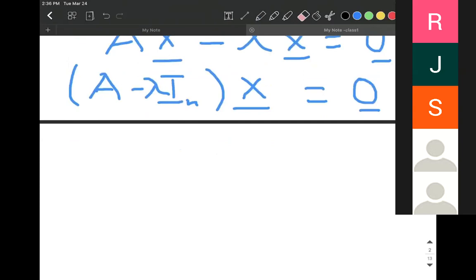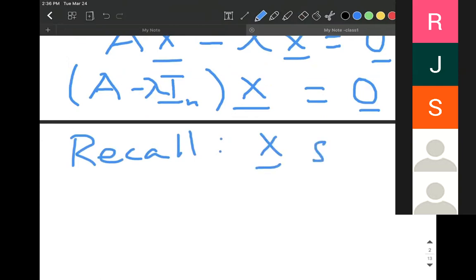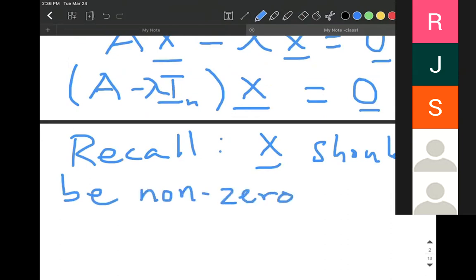Okay, so what does it mean? A minus lambda I_n is a matrix, right? And recall that this x should be non-zero. So what it means is that you have a solution for this system of equations, A minus lambda I_n times x equals 0. So you have a non-zero solution.